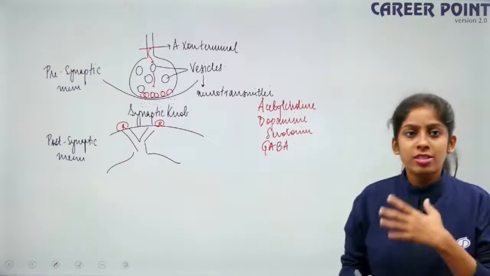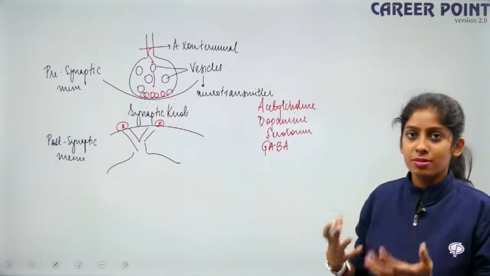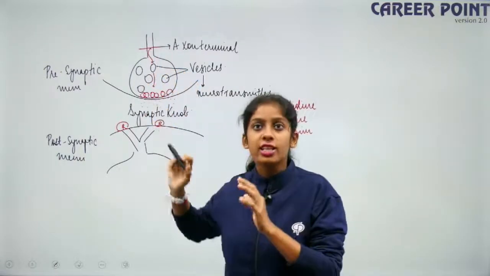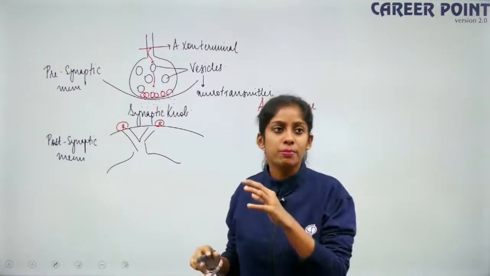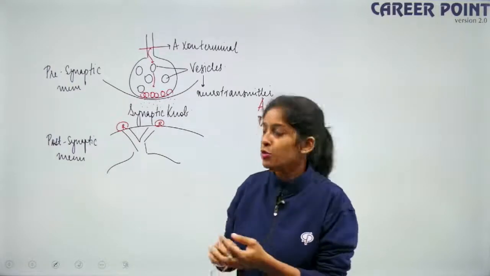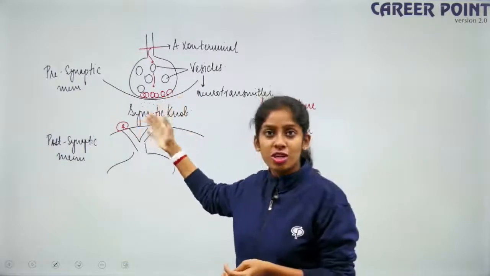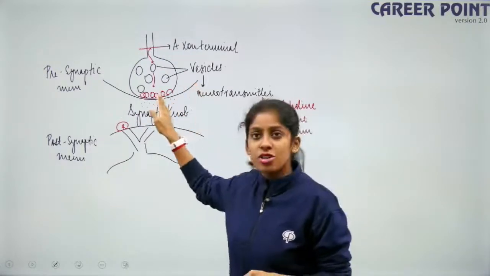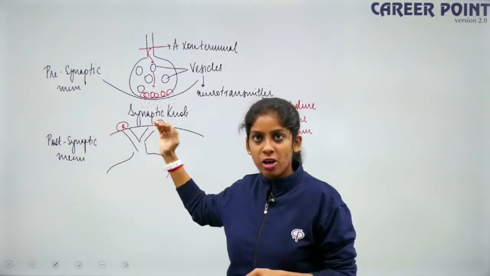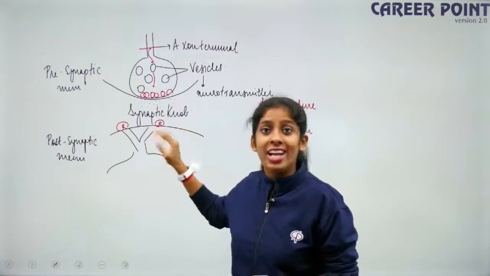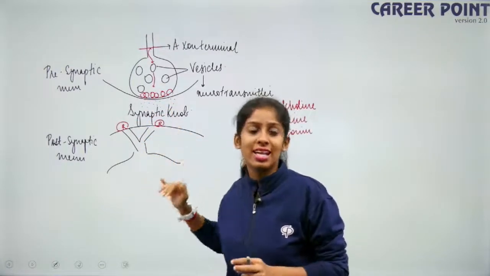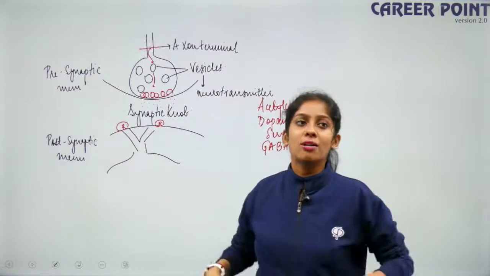So when the impulse or the signal or the stimulus reaches the axon terminal, the vesicles present in the knobs are stimulated to fuse with the plasma membrane. Once they fuse, they rupture and release the neurotransmitters in the synaptic cleft. These neurotransmitters bind to the receptors on the postsynaptic membrane, thus passing the impulse into the next neuron. So this is all about transmission of nerve impulse.